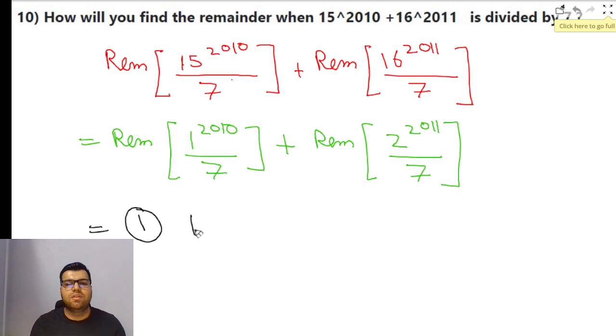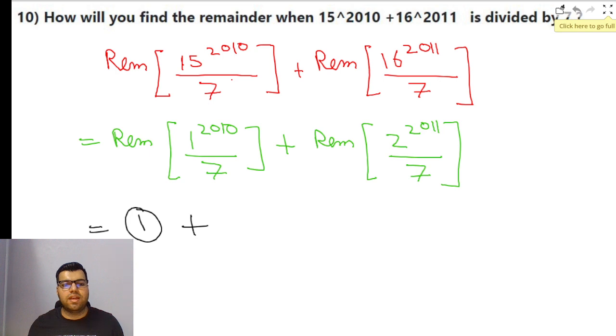What can we do over here? 2 raised to power 2011 with 7. I know 2 cube is 8, so I will use that fact. So for now just write it complete. 2011 divided by 3, if you do, this is 3 into 6... Or better is that you don't do this thing.